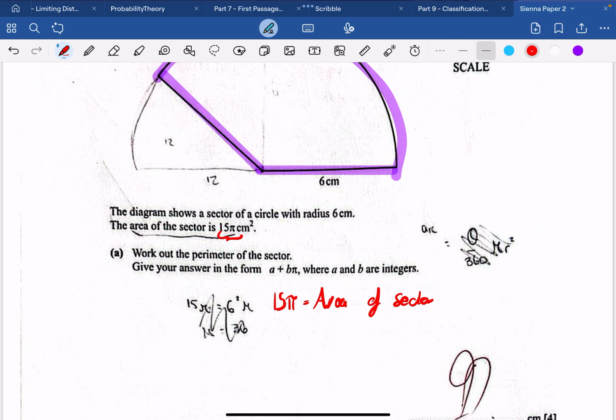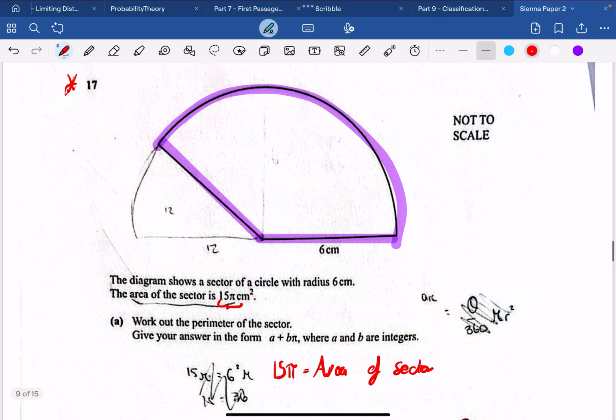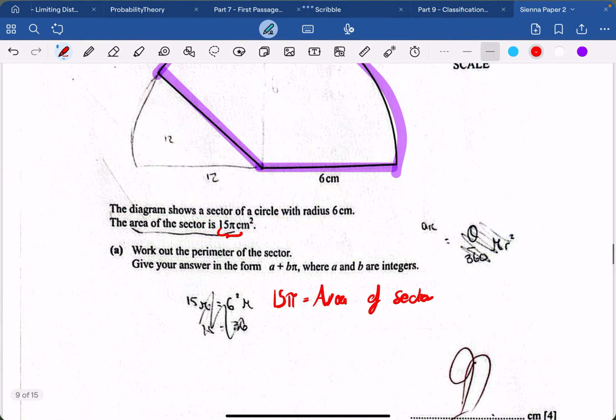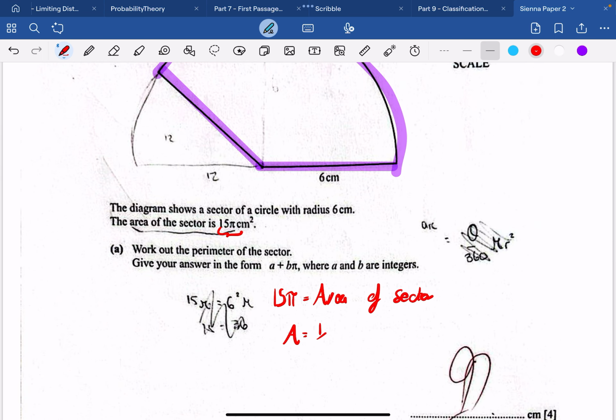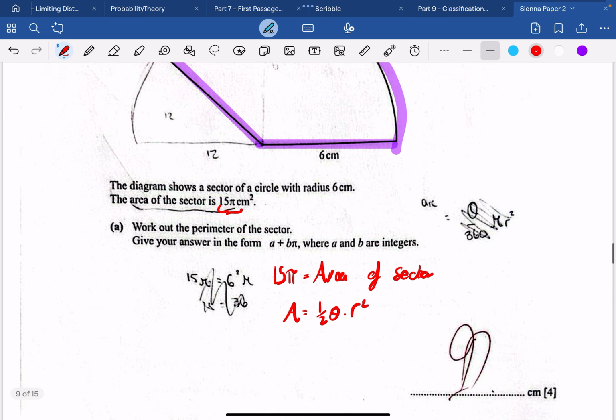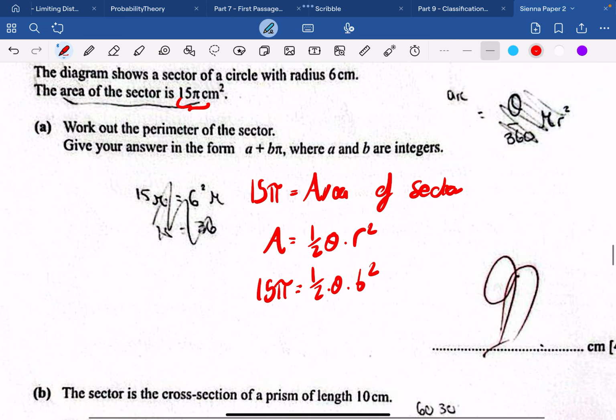Okay. So what's the formula for the area of the sector? Area is equal to a half times theta times r squared. We know what r is. r is 6, right? And we know what area is. So 15 pi is equal to a half times theta times 6 squared. And we solve it. A half times 6 squared is 18.